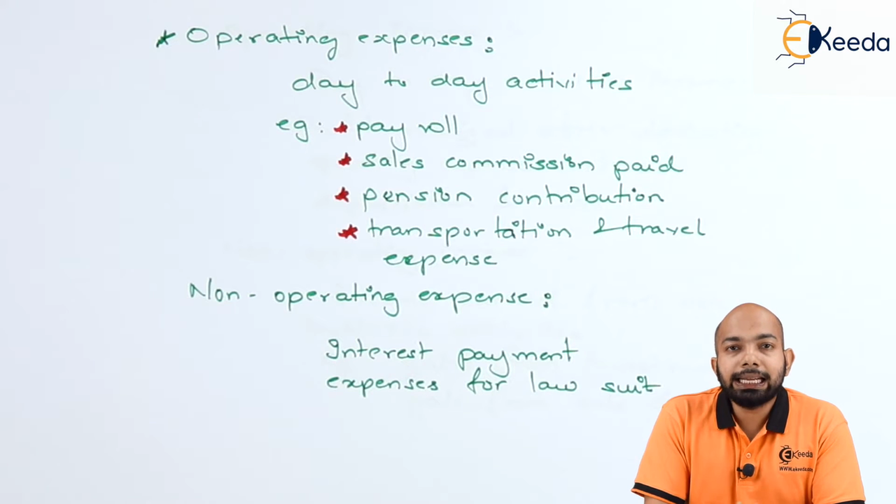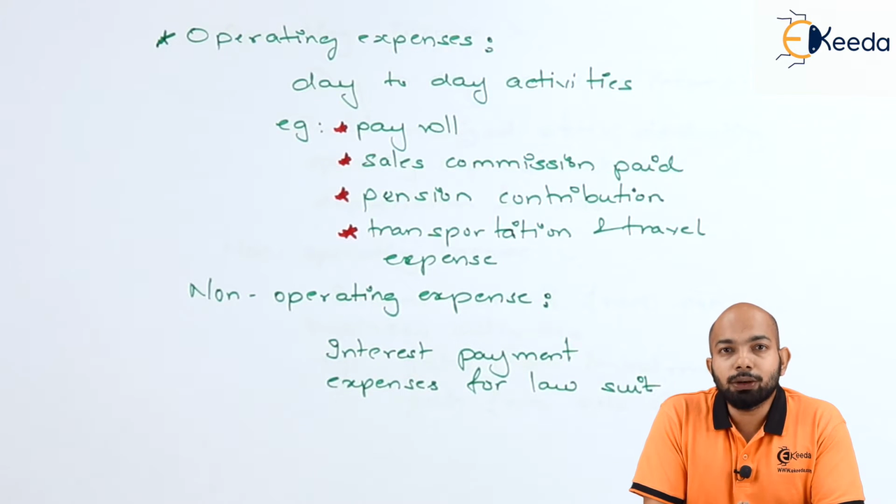The word operating itself tells you more details on this. Operating is something which is related to your day-to-day activity. Day-to-day activity, that means something which will go on every now and then. So when we talk about day-to-day activities, that will be a part of operating expense. They have given certain examples here. Let's go ahead with each and every example.